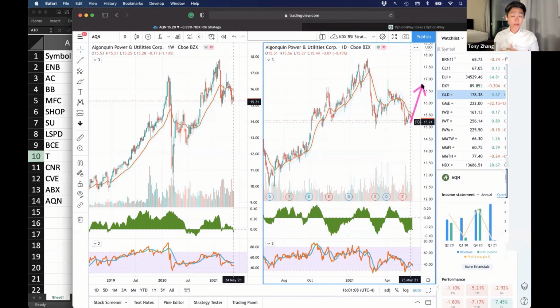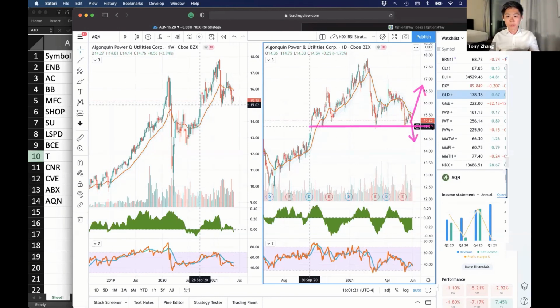Now, this is fairly speculative in nature, which is why I think buying a call or buying a call spread to limit your risk as much as possible is the best way to play it. And if it does break below that support level, below 15, that would be your signal to get out of this trade.